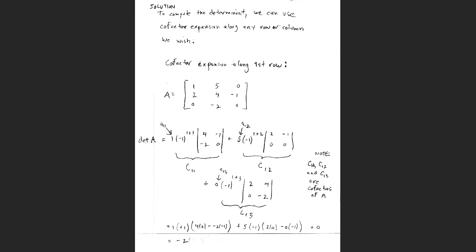Okay, let's do the last one here. The last part of the determinant, the 0. The 0 is located in the first row and the third column. So the submatrix that's left is a submatrix with 2, 4, and 0, negative 2. And that's what we have here. Are there any questions at all on what I just showed you here?